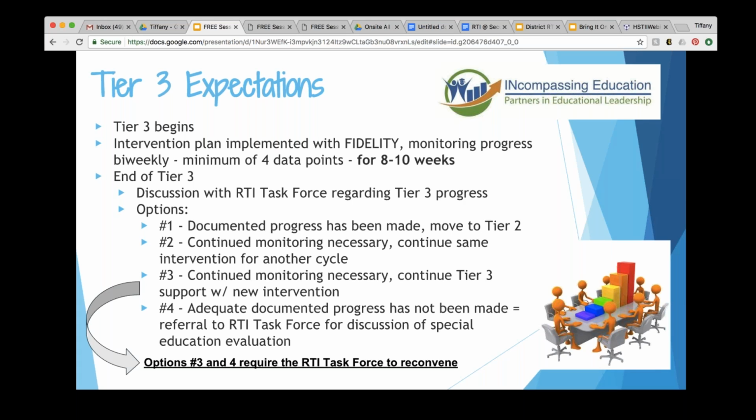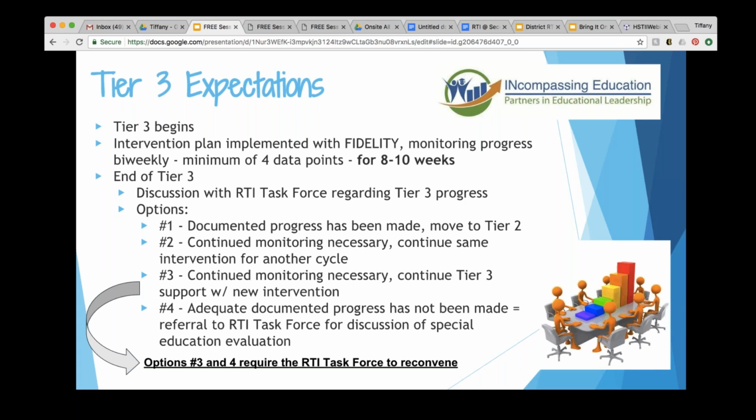The first option is that progress has been made. Your data is truly showing you that progress has been made, and you are 100% confident that the student is ready to move back to Tier 2. Option number 2 would be that continued monitoring is necessary. Just continue that same intervention for another cycle. Collect some additional data points, reconvene, and make a decision at the end of another cycle.